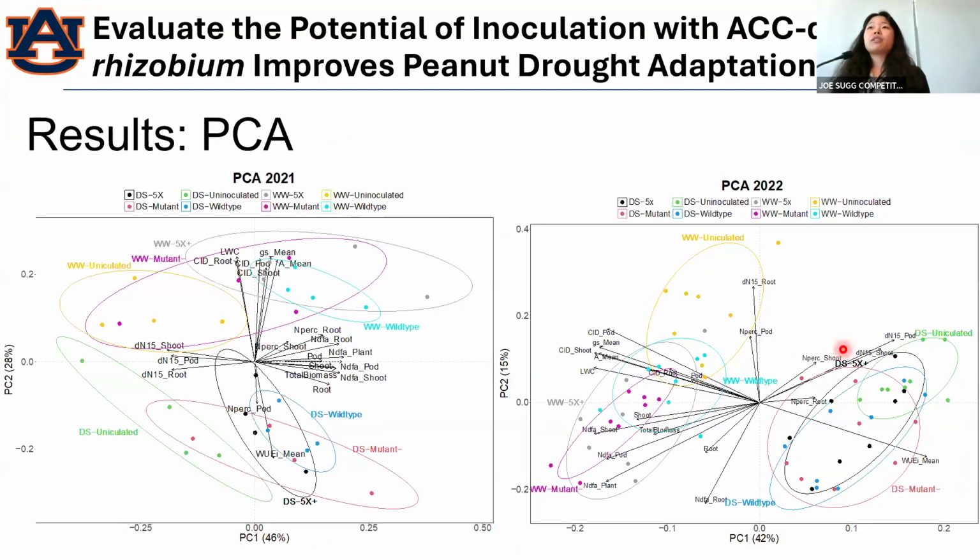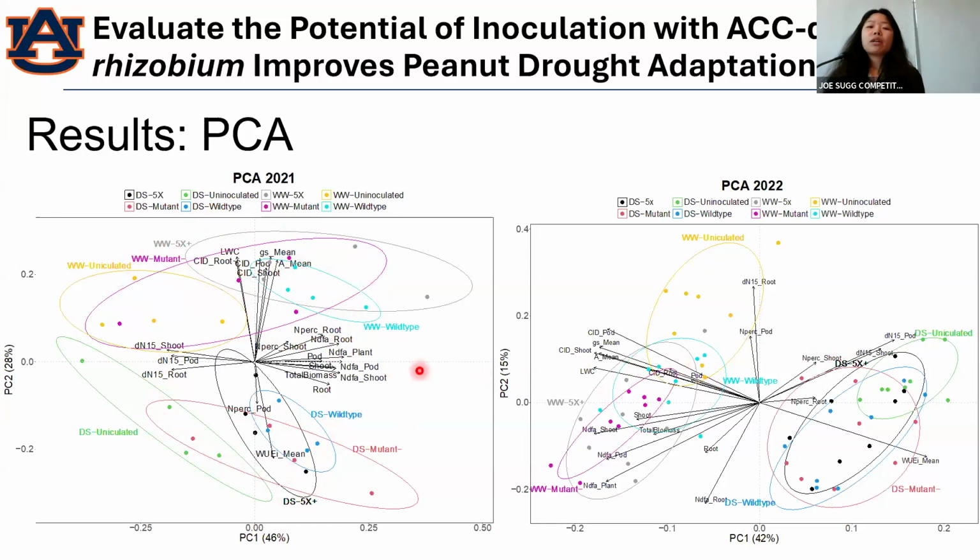So it comes to the results. We did a principal component analysis. It tells us that PC1 and PC2 explained around 75 and 57% of the phenotypic variance in 2021 and 2022 respectively. The PCA also separated the two water treatments very well. We can see the well-watered plants were located on the top side of the plot in 2021, and the drought-treated ones were on the other side of the plot, similar to 2022.